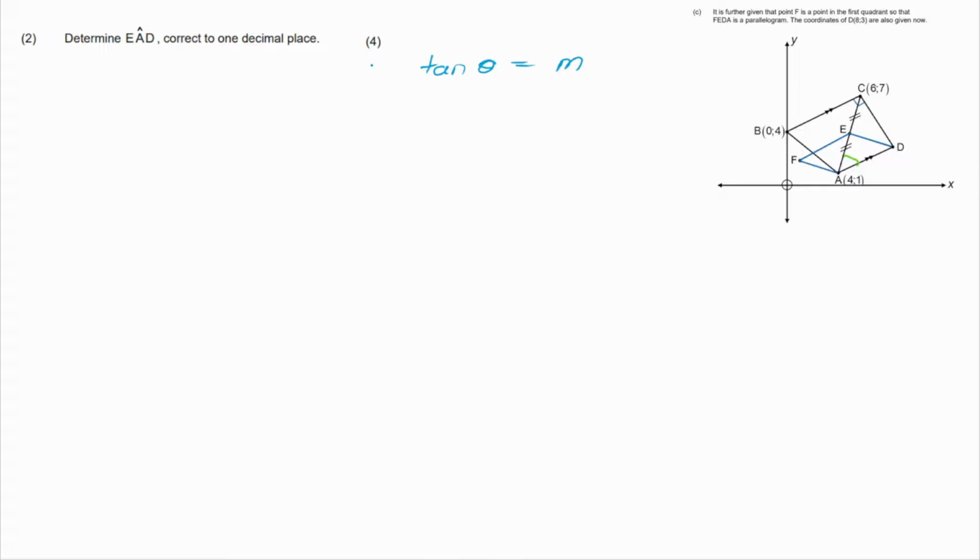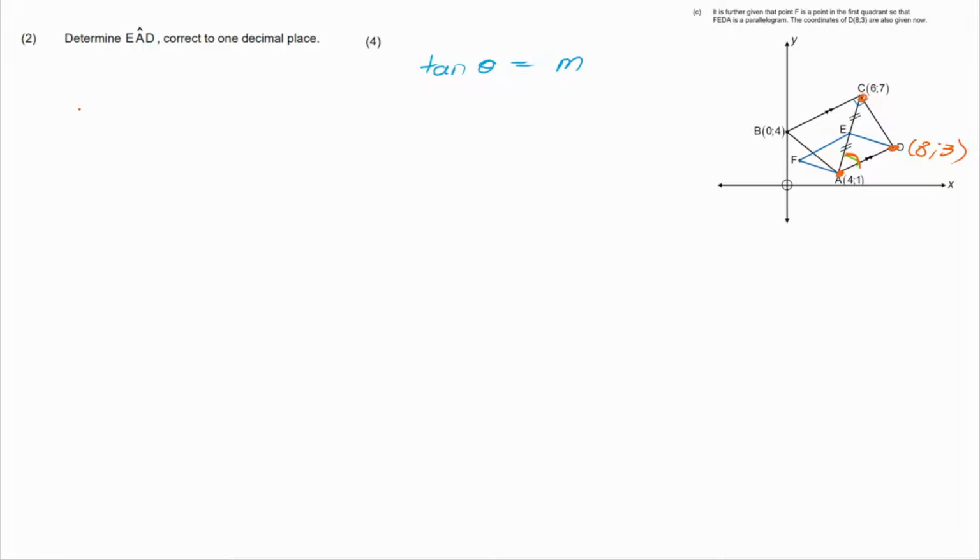And the reason I think about that is because theta is an angle. They're asking for an angle. M is for gradient, and we've worked out a bunch of gradients. Okay, so what's important though is they want this angle between these two lines. So what we're going to have to do is work out the inclination of AC and then subtract that from the inclination of AD. Okay, but remember D is (8, 3).